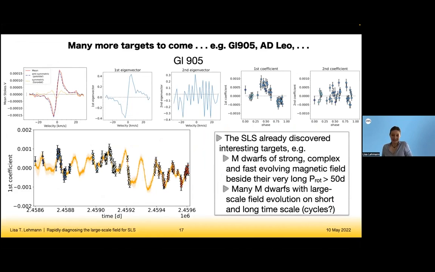The SLS discovered more of these very interesting objects, these M dwarfs with long rotation periods over 50 days, like Gliese 905, which also has a rotation period over 100 days. But you see in the coefficients there's a lot going on, so there will be a lot to discover here. Other M dwarfs also show evolution on short and longer time scales, even cycles. So watch out for what is coming.